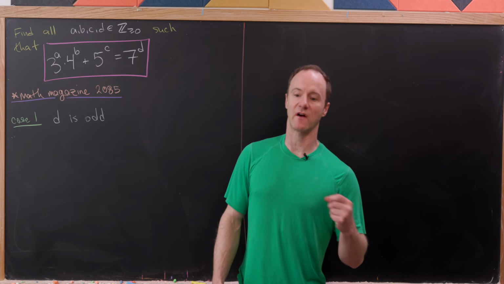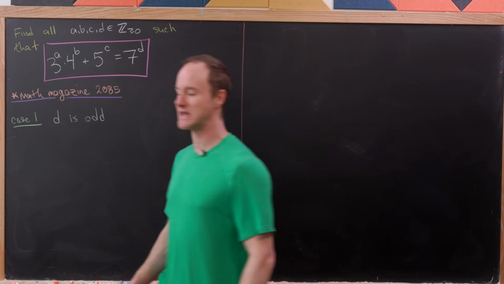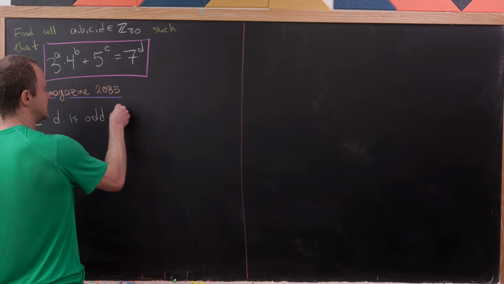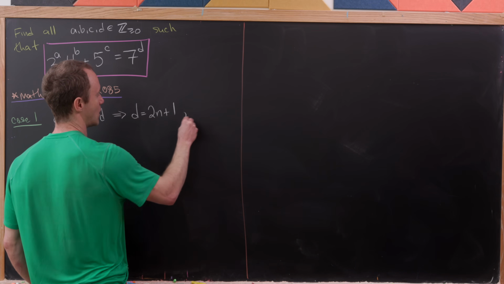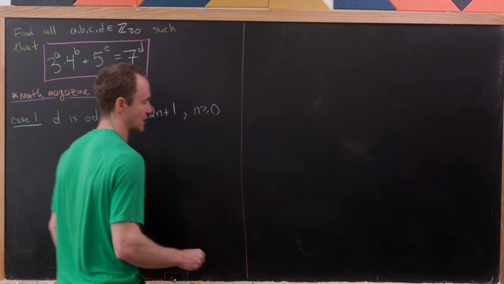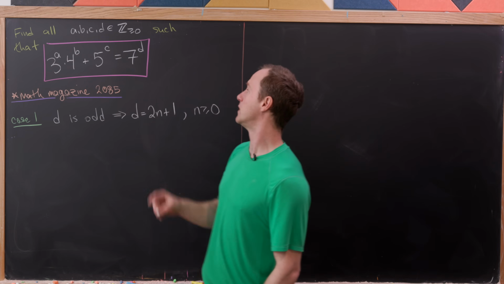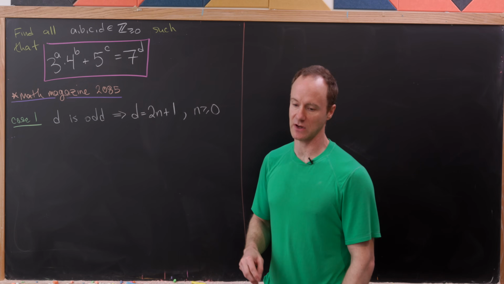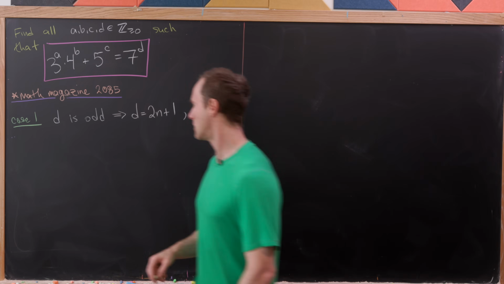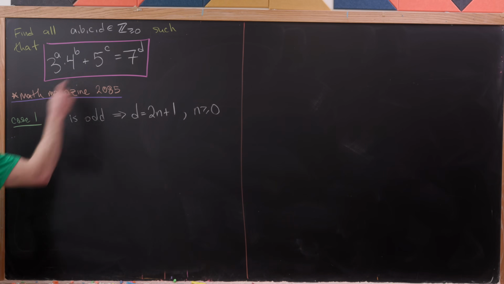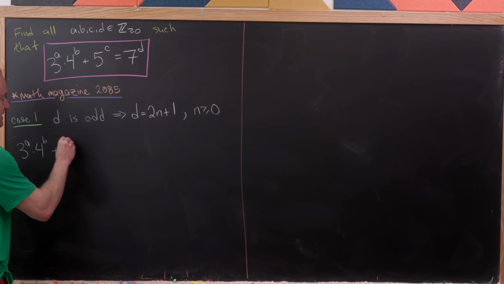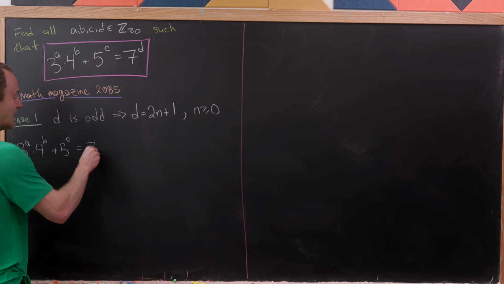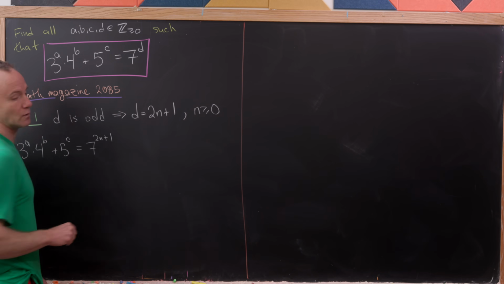So let's start with our first case, which is the case when d is odd. And of course, if d is odd, then we can write d as 2n plus 1, where n is bigger than or equal to 0. Given that, we know that d itself is bigger than or equal to 0. But now, let's just plug this version of d into our equation. So that means we have 3^a times 4^b plus 5^c equals 7^(2n+1).